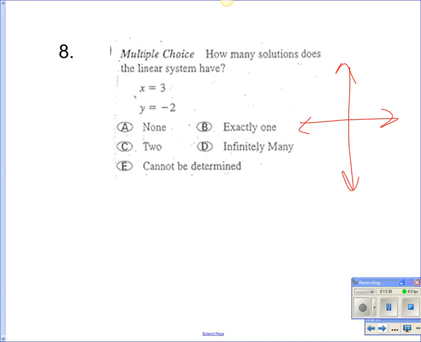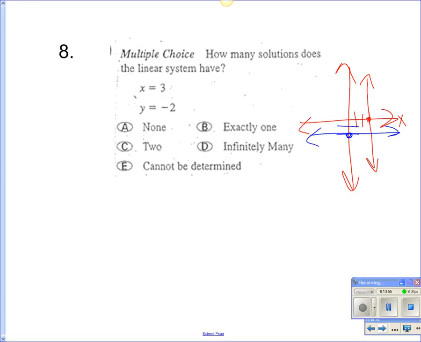Lee, how do you do x equals 3? Good, you put 3 on the x, and what kind of line is it? Vertical, straight up and down. Jake, how do you graph y equals negative 2? What kind of line do you draw? Good.